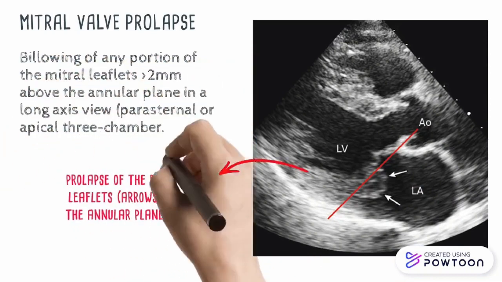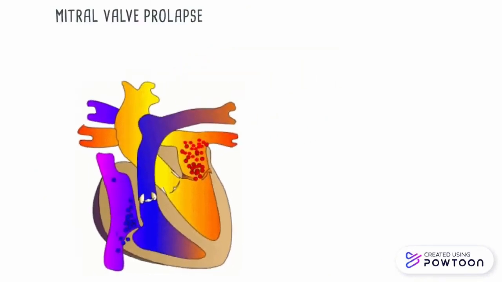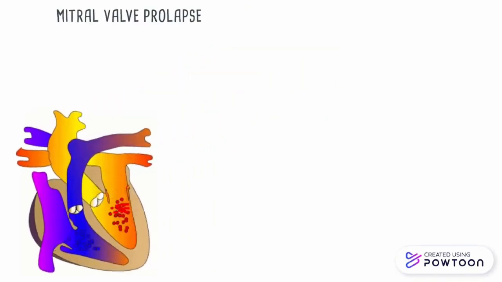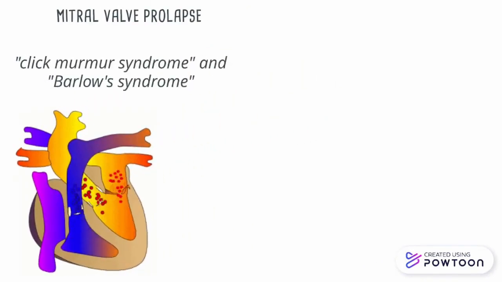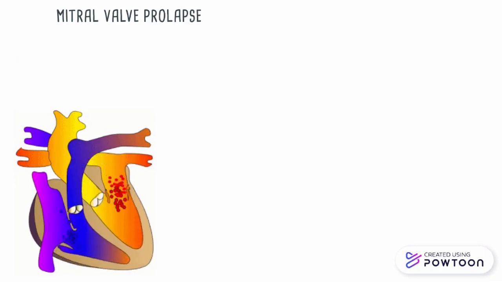As you can see here, on the parasternal long axis, there is a pronounced prolapse of the posterior leaflet above the annular plane. Mitral valve prolapse is also known as the click murmur syndrome, and Barlow's syndrome. It is the most common heart valve abnormality, affecting 5 to 10% of the world population.